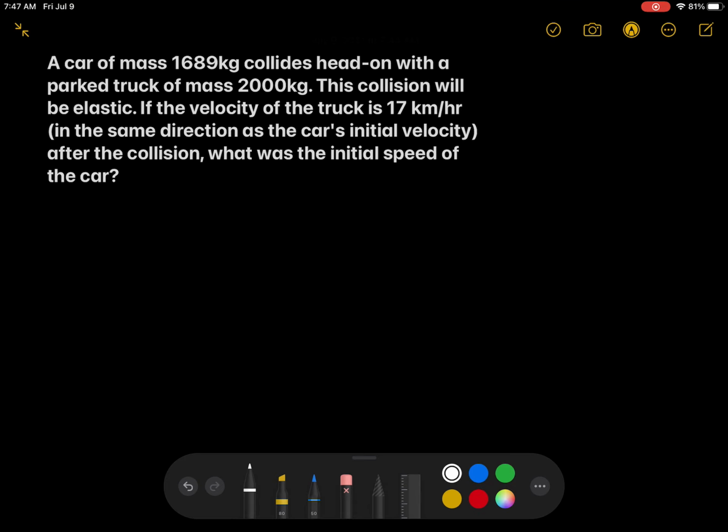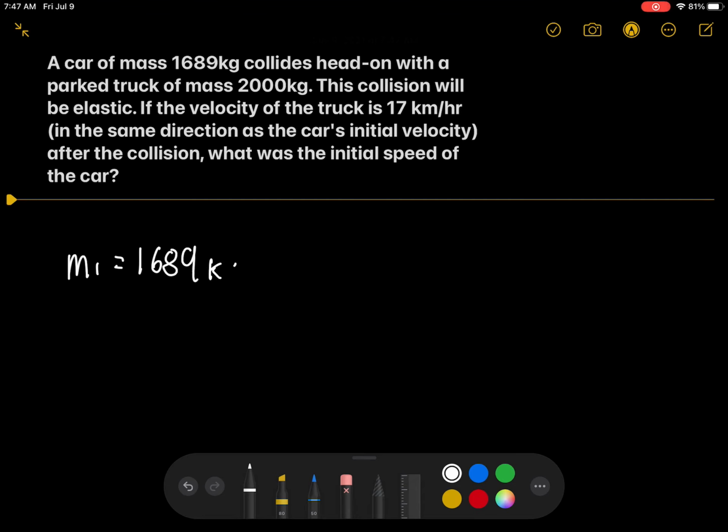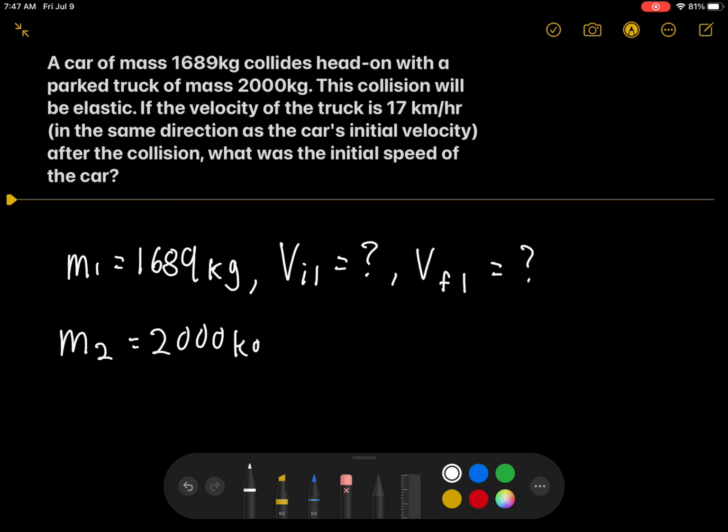Okay, first things first, let's just write down what we have. Let's just say that m1 is equal to that first car, 1689 kilograms. We're going to solve for the initial velocity for the first car, and that we don't know. We also don't know what the final velocity is, so that's also a question mark. For the mass of the second truck, that's going to be 2000 kilograms, and with its initial velocity at 0, and its final velocity at 17 kilometers per hour.